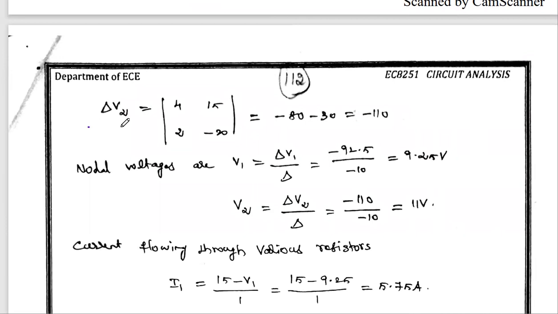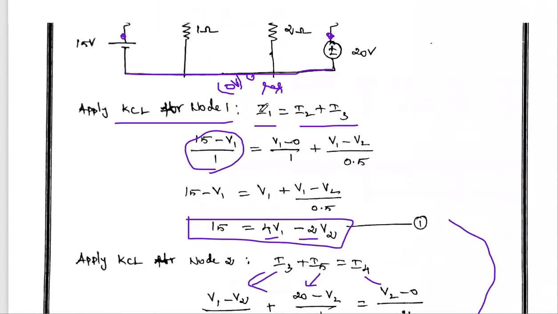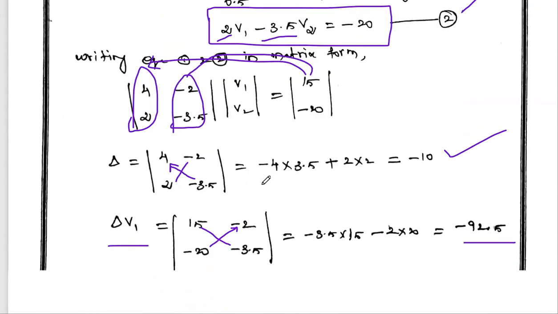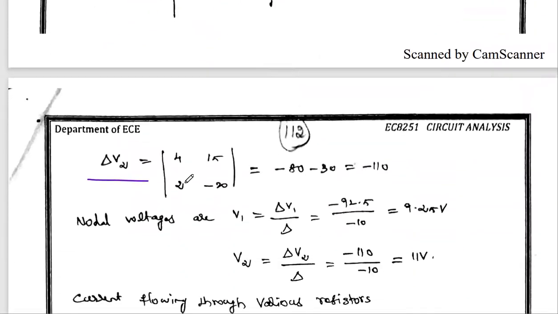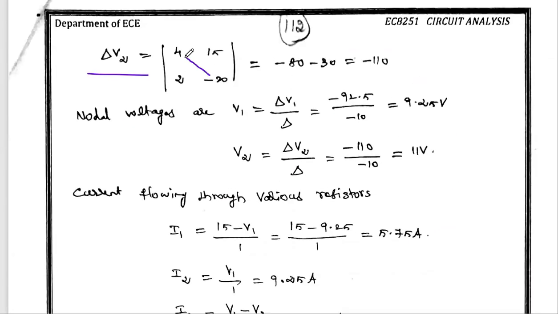Similarly, del V2. What is del V2? Del V2 is nothing but, we have to replace, in this 2 by 2 matrix, the second column by this constant value. So we can get 4, 2, 15 and minus 20. So if you are calculating the determinant, we can get minus 110.